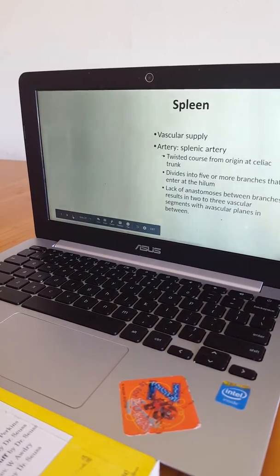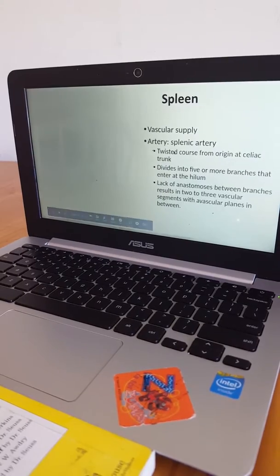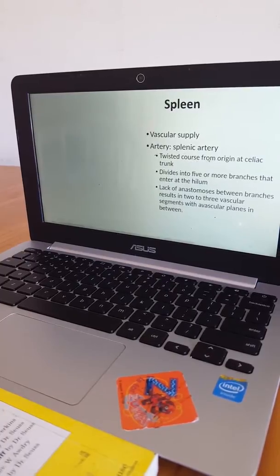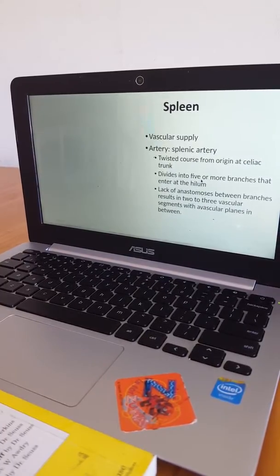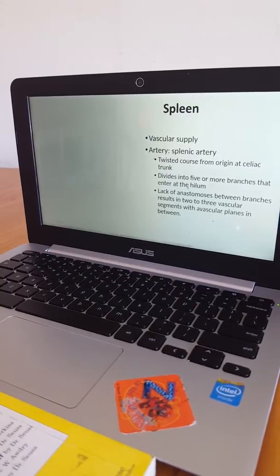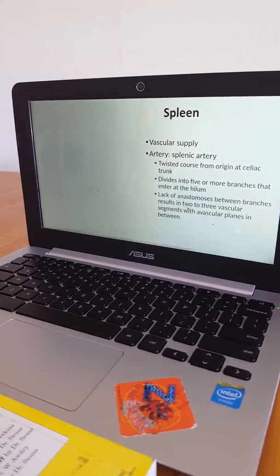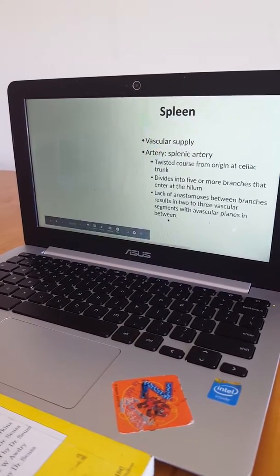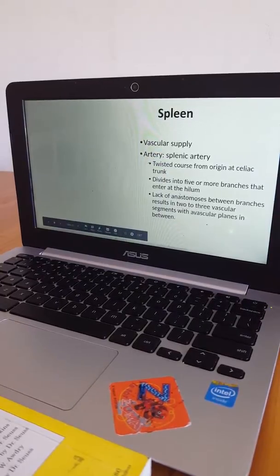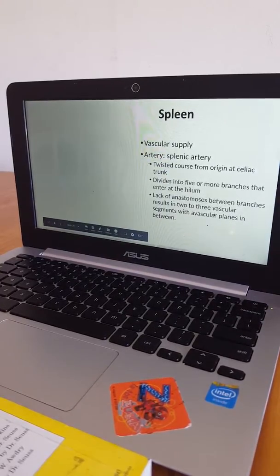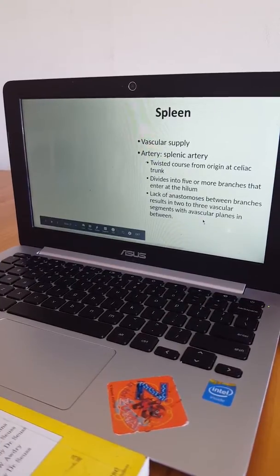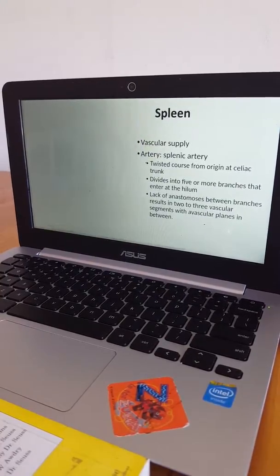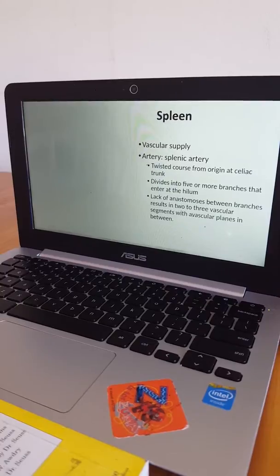The vascular supply: the artery is the splenic artery, which is a branch of the celiac trunk. It has a twisted course from its origin at the celiac trunk, and divides into 5 or more branches that enter the hilum. Lack of anastomosis between branches results in 2 to 3 vascular segments with avascular planes in between. So basically they don't anastomose with each other. It means that if the supply to one part of the spleen is disrupted, the other part of the spleen will not be supplied because of the lack of connection.